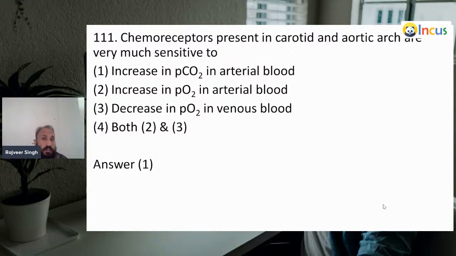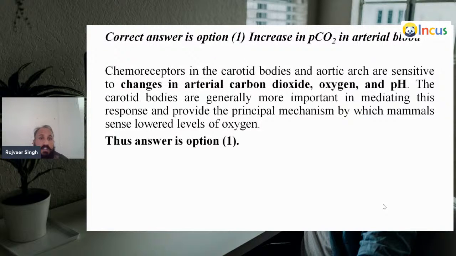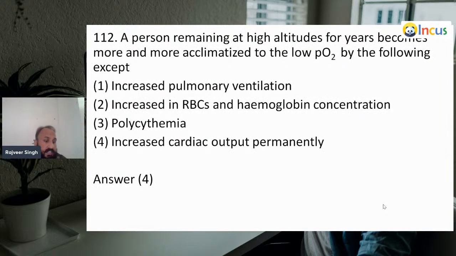Increase in PCO2 in arterial blood is the right answer because chemoreceptors in the carotid bodies and aortic arch are sensitive to changes in arterial carbon dioxide, oxygen and pH. The carotid bodies are generally more important in mediating this response and provide the principal mechanism by which mammals sense lowered levels of oxygen. So the first option is the right answer.